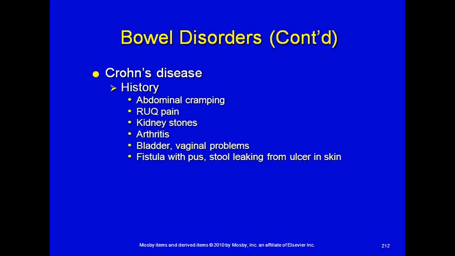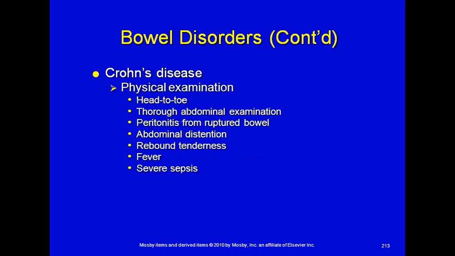Is it right upper quadrant pain, kidney stones, arthritis? Do they have any bladder or vaginal problems? Do they have a fistula with pus or stool leaking from an ulcer in the skin? You can see that with Crohn's disease as well. Do a head-to-toe exam, a thorough exam of the abdomen.